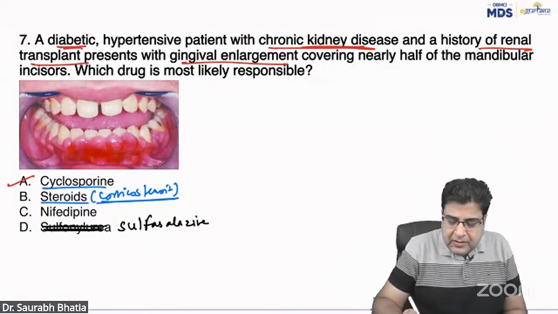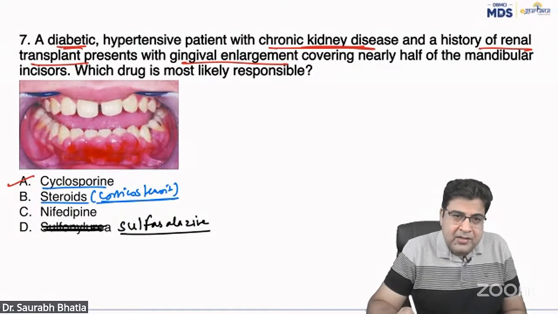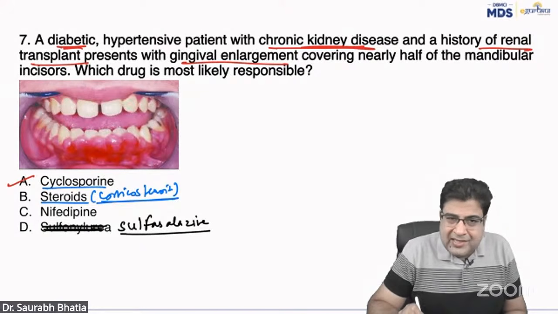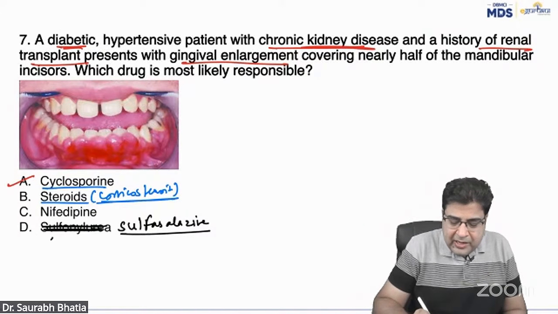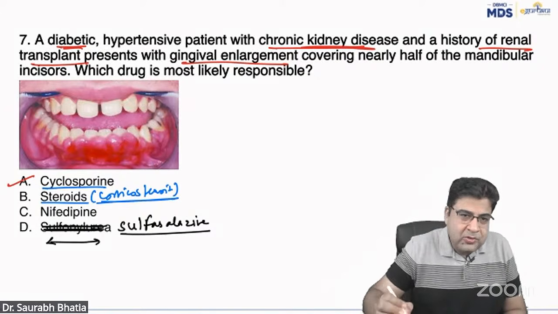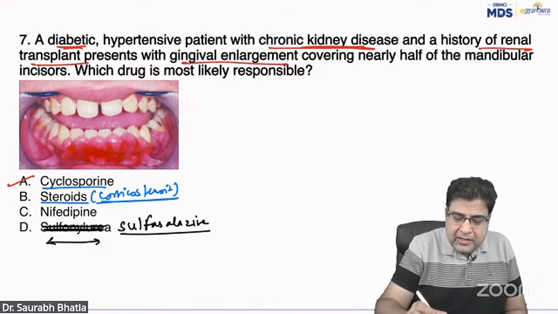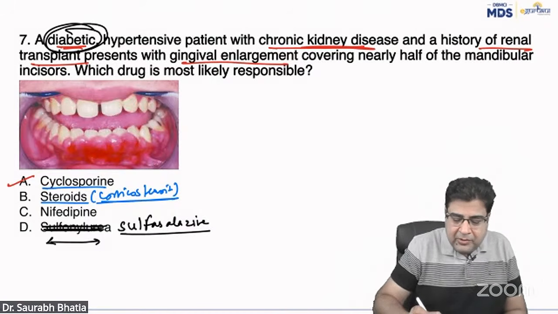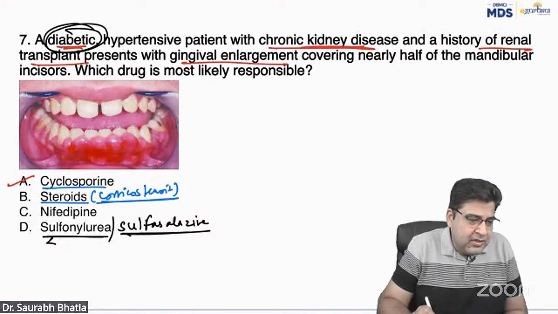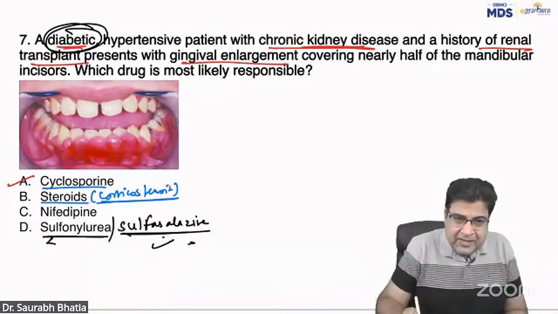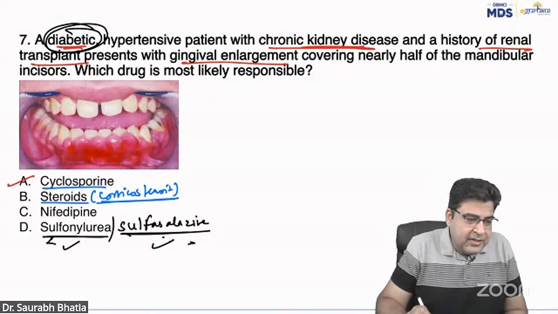One option is, according to some student, यहाँ पर sulfonylurea लिखा था. But sulfonylurea is not an immunosuppressant. So here the names of immunosuppressants would be there. Sulfonylurea is an anti-diabetic, so it has nothing to do here. So in case sulfonylurea was written, which was there, sulfonylurea or sulfasalazine? Because sulfasalazine is an immunosuppressant, sulfonylurea is an antidiabetic.